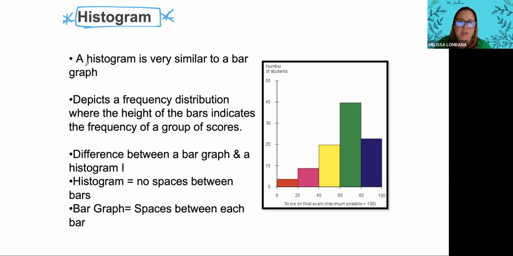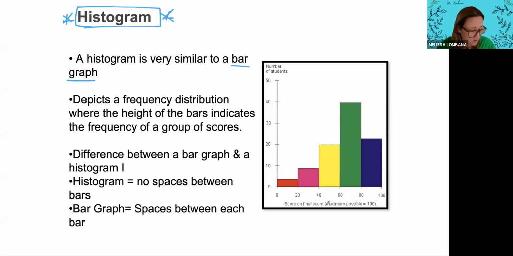A histogram is like a bar graph. The only difference is that the bars are touching. They will tell you, please draw a histogram or draw a bar graph. And if they want you to draw a bar graph, and you put the bars together like a histogram, the whole thing is incorrect. A histogram just represents continuous numbers. So it's just continuous.